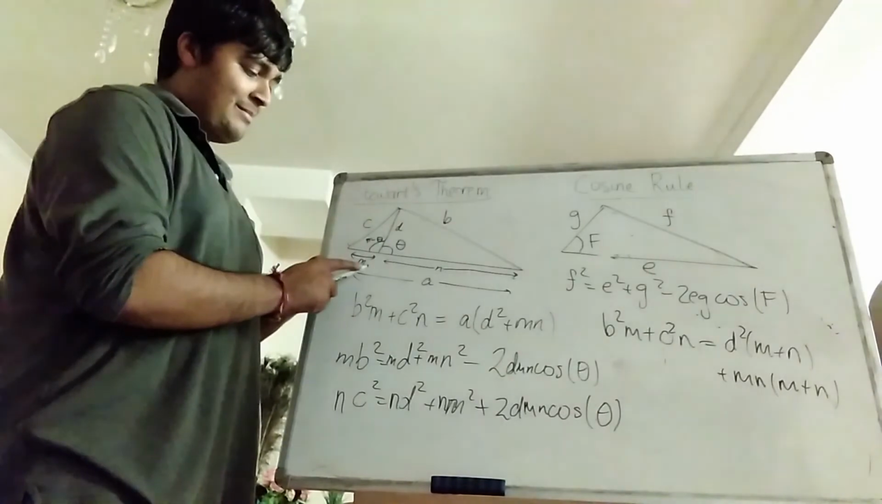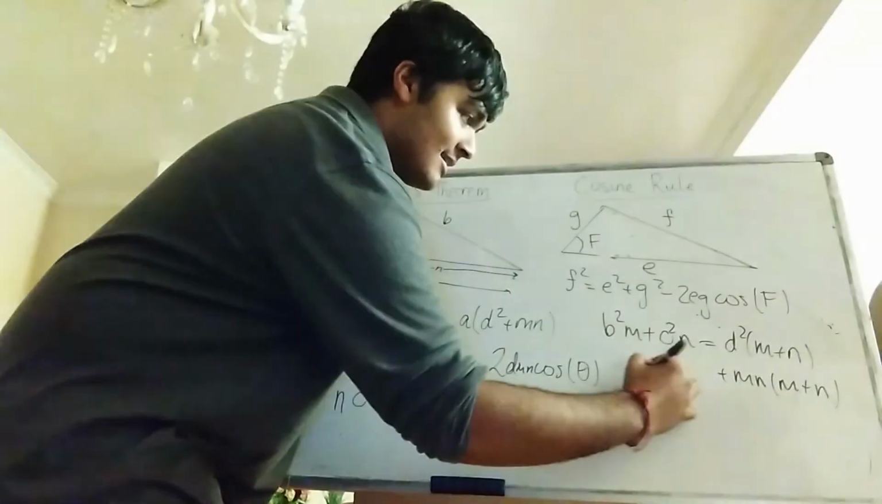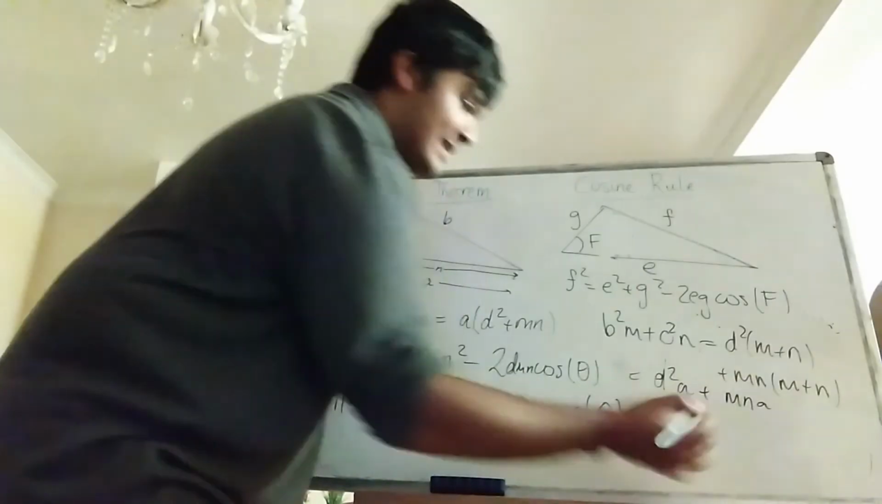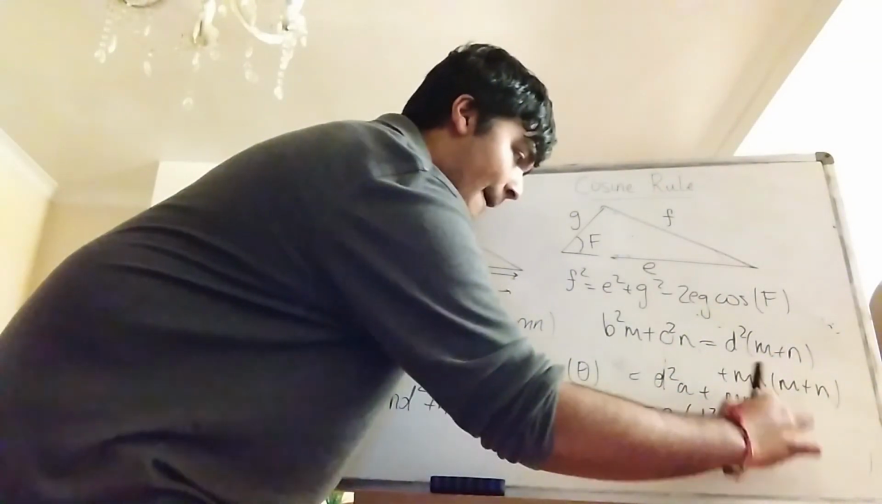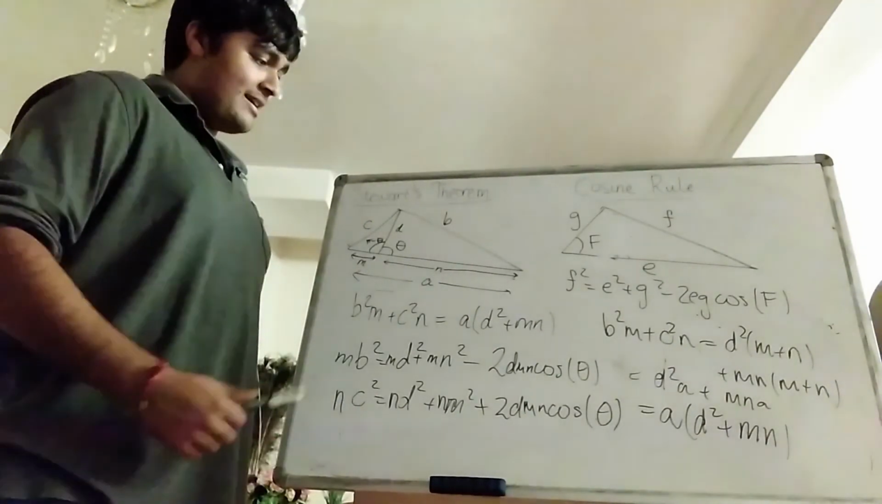Use the fact that m plus n is precisely the whole length a. So that's d squared times a plus mn times a, and then we can just factor out the a, and then that equals a times d squared plus mn. Okay, so a nice neat little theorem there.